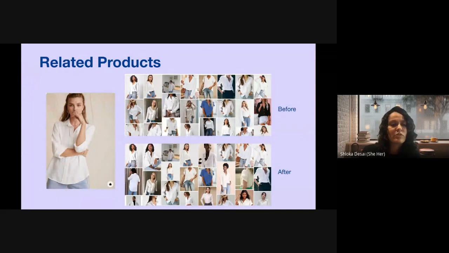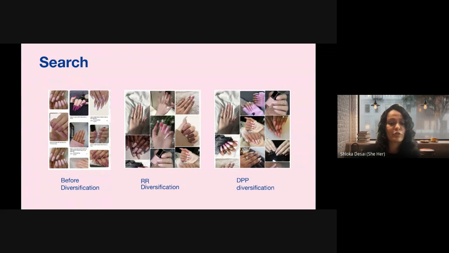And this is an example of diversification on related products. On the left side, we have a query pin, and on the right, we see the results before and after diversification. Here's another example on search. This is for the query pink nails matte, before diversification, using round robin diversification, and using DPP diversification.